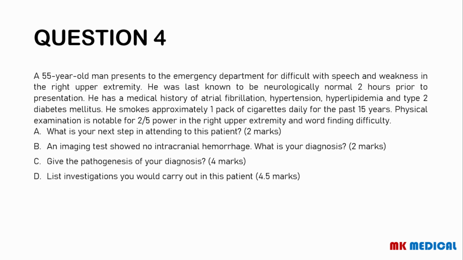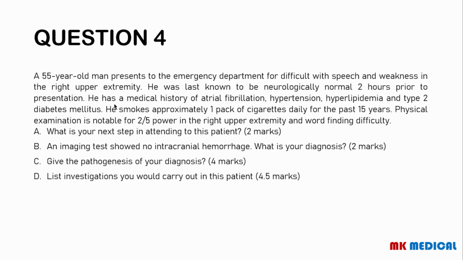So this is a 55-year-old patient who can't speak properly and has weakness on the right upper extremity. This person was last neurologically normal about 2 hours prior to the presentation, and has a medical history of atrial fibrillation, hypertension, hyperlipidemia, and type 2 diabetes. So when you think of this, you're thinking, okay, this person may have a problem with their brain. What could cause them to present with weakness in the upper limb and a problem with their speech? If there's a problem with their speech, it means that their Broca's area is affected and the motor area is affected. So most likely this person may have a stroke.